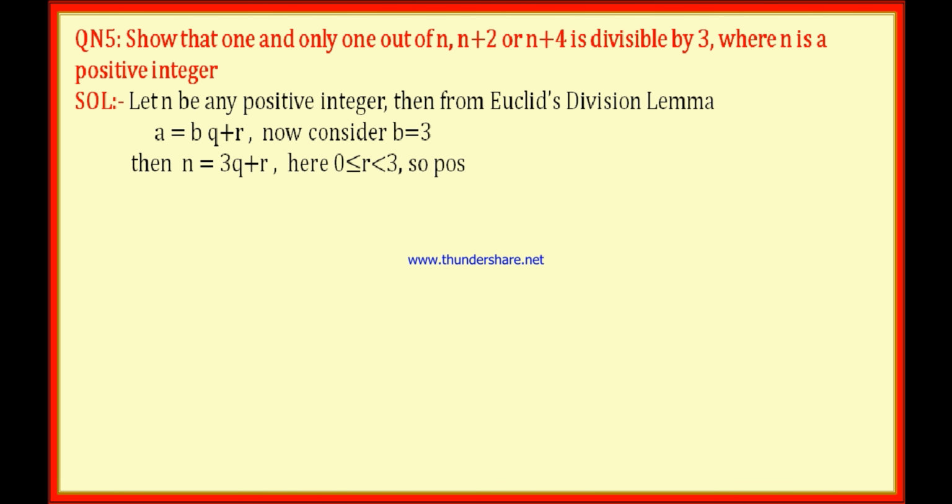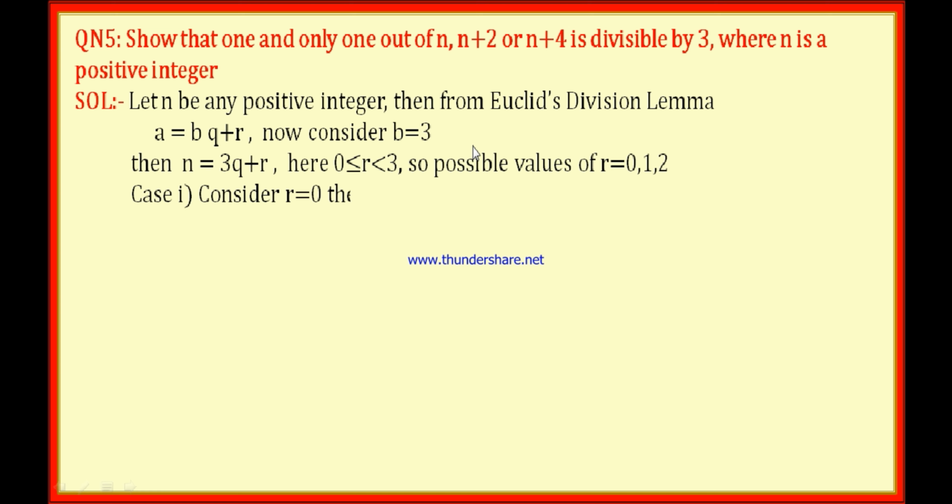If b is equal to 3, then you can write n as 3q plus r. Since the divisor is 3, the r value should be either 0 or 1 or 2. Here n is equal to 3q plus r. The remainder should be greater than or equal to 0 but less than 3. Therefore, the values of the different remainders are either 0 or 1 or 2.